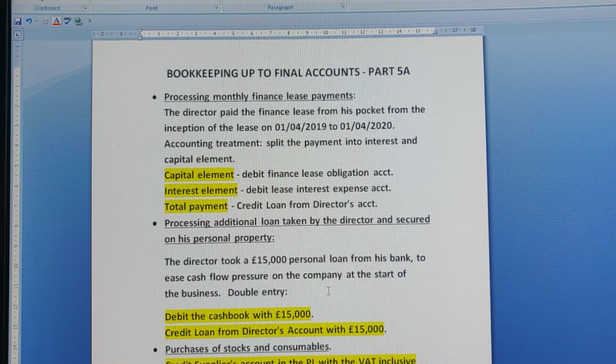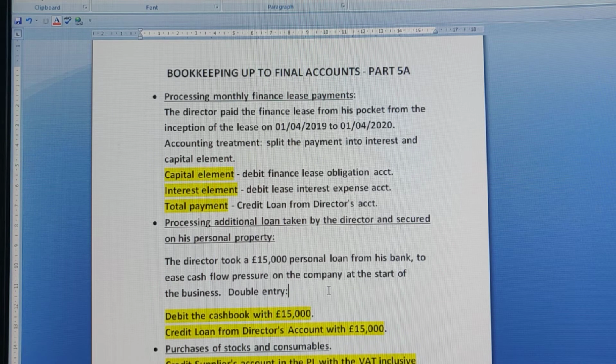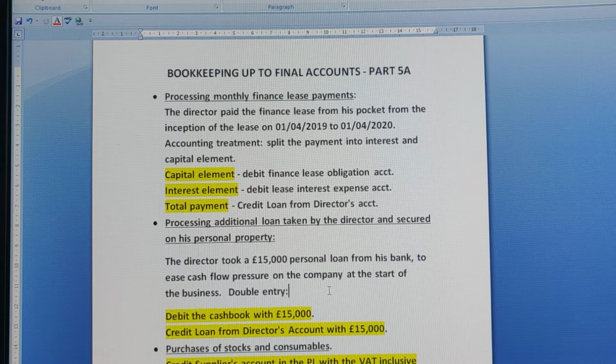The double entry is to debit the cash book, because first of all, the loan went into his own personal bank account, and then he transferred it from his personal bank account into the company's bank account. So we are now going to debit the cash book with the loan amount and credit loan from the director's account, because this is an additional loan from the director to the company. So let's deal with that one also.